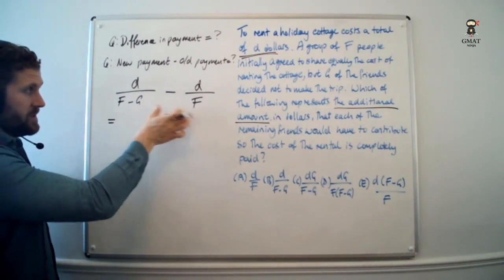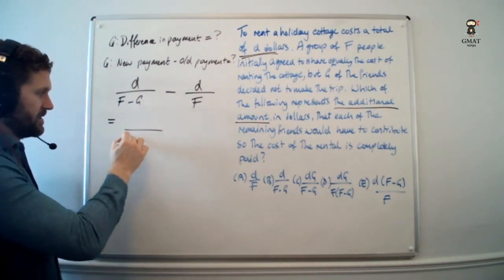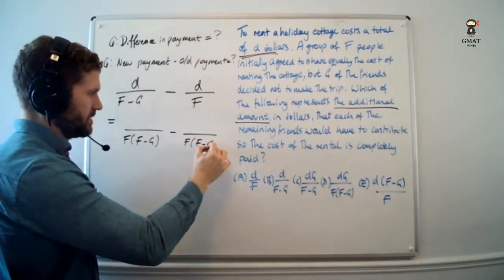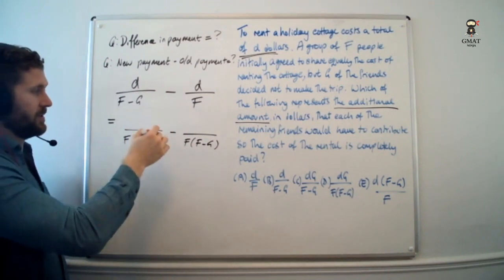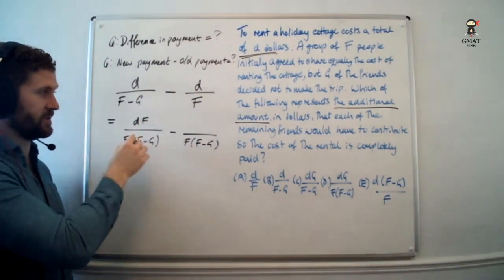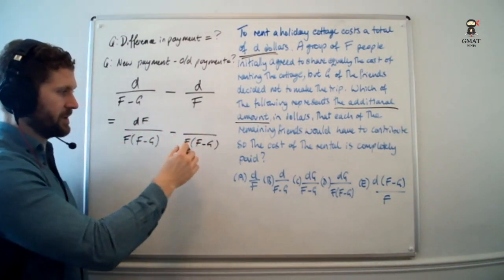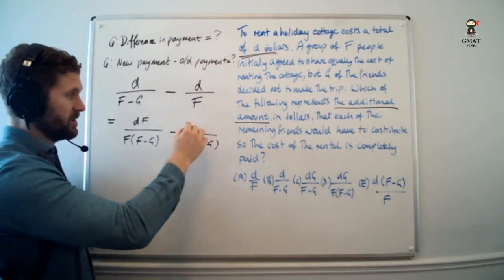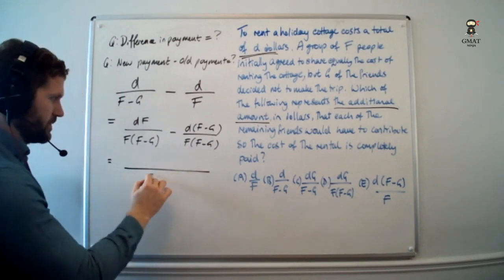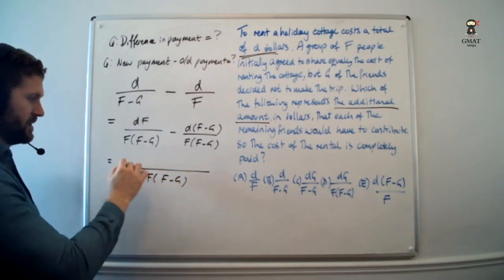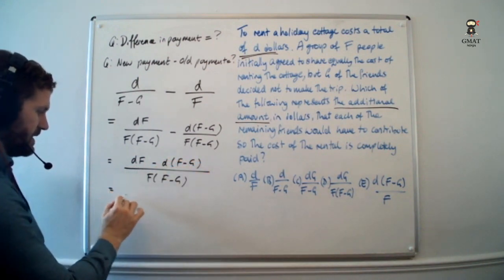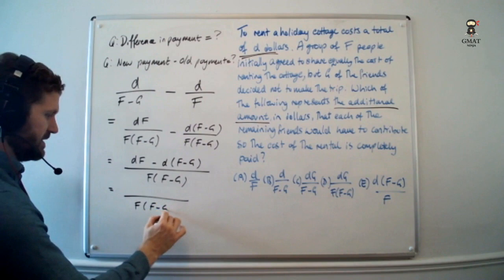So to look at these two, I'm going to give them a common denominator of F times F minus G. And that means for this first one, I would need to multiply top and bottom by F. So I'm going to have DF over F minus G for the first expression. And the second one, to get this common denominator, I would need to multiply top and bottom by F minus G. Well, now I can bring them all into one fraction, and I'll have DF minus D times F minus G. And I can begin to simplify this top line.